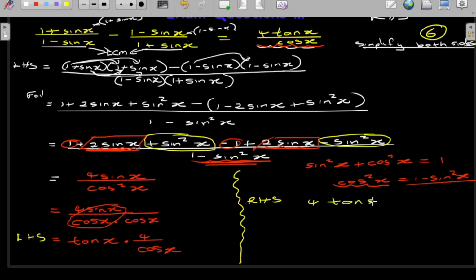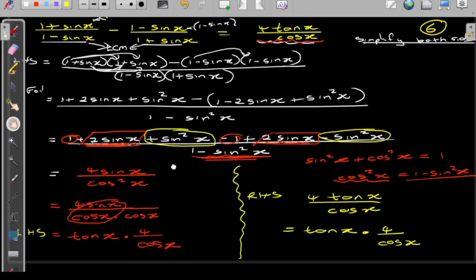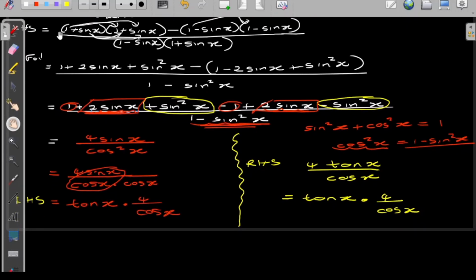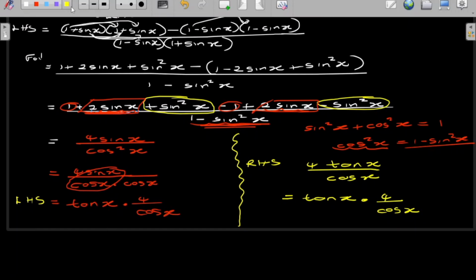So even if you leave it like this, it shows that you've proven it, right? Because you just need to join it together now. Okay, so on the right hand side, we have 4 tan x over cos x. So now this is just going to be equal to tan x times 4 over cos x. And what is tan x equal to? What we know is that tan x is equal to sine x over cos x, right?